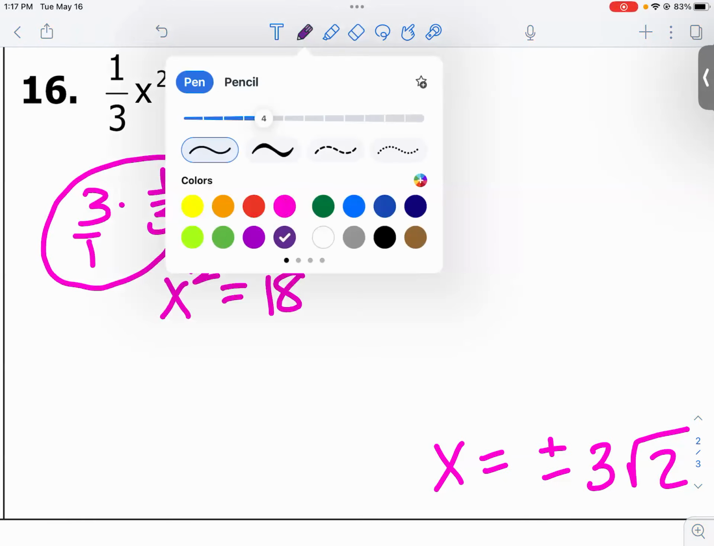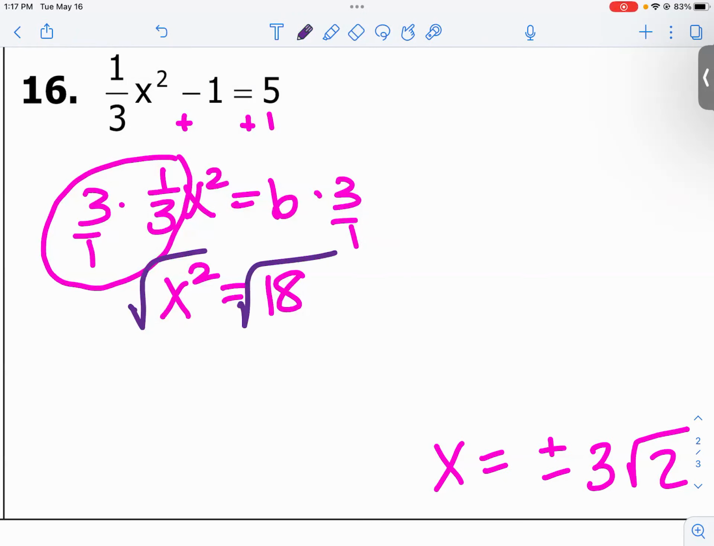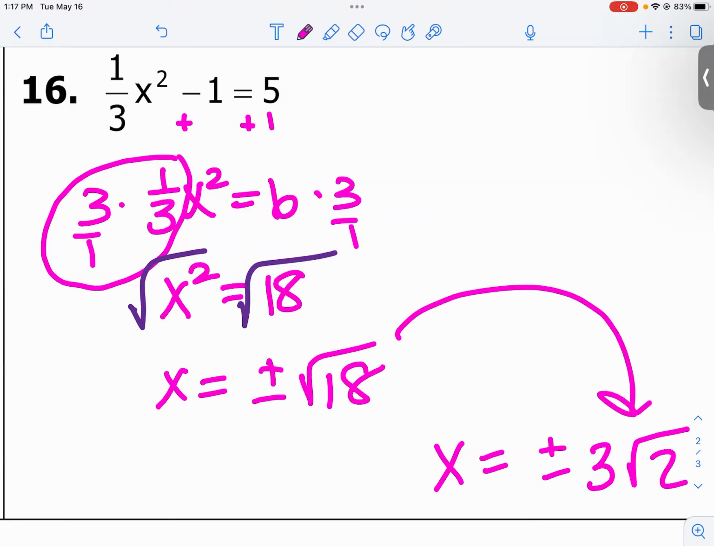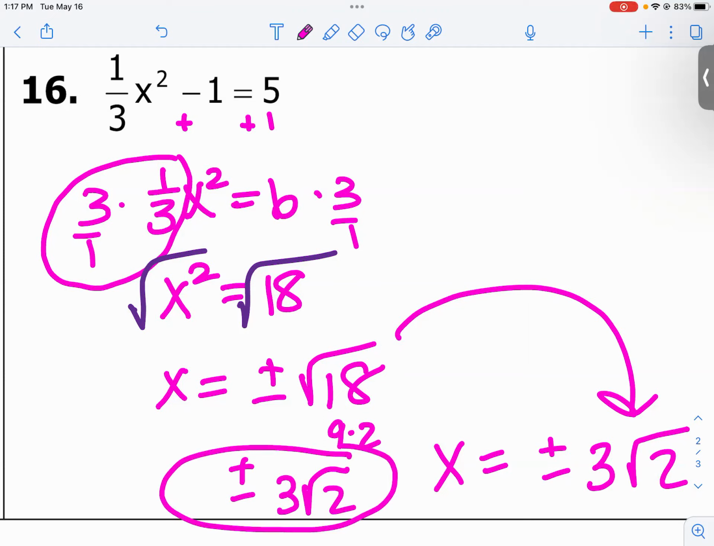Now, if we take the square root of both sides, we get plus or minus radical 18. Hey, that's not what we got. Amelia? Yeah, we know that this is 9 times 2, so this becomes plus or minus 3. That's the same answer we got with the quadratic formula. Isn't it so amazing? The same thing. I bet you get the same thing if you complete the square too.